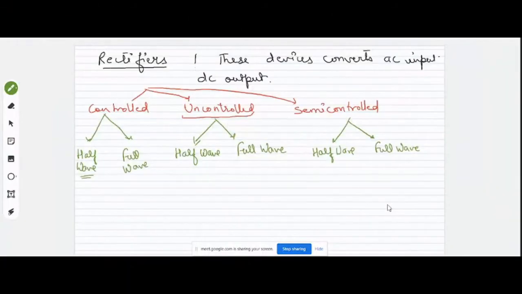Right, so yes, half wave rectifiers only rectify half of the cycle of the complete wave, whereas in the full wave we rectify both the cycles, both the half cycles of the full wave, right? So in this way we can define these. Control rectifiers are those rectifiers in which we use, if it's a single phase rectifier, how many switches will be used?